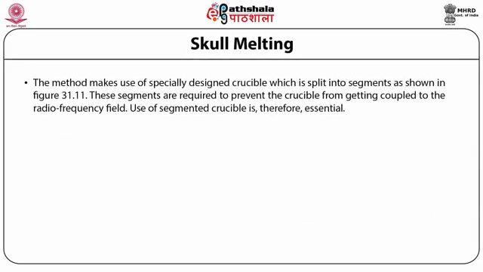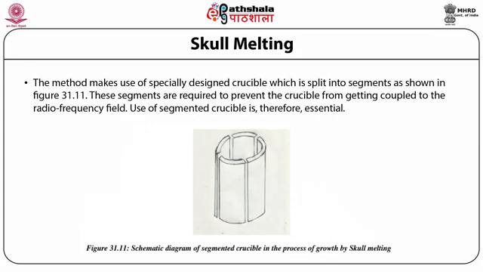The method makes use of a specially designed crucible, which is split into segments as shown in figure 31.11. These segments are required to prevent the crucible from getting coupled to the radio frequency field. Use of a segmented crucible is therefore essential. Figure 31.11 is a schematic diagram of a segmented crucible used in the process of growth by skull melting.